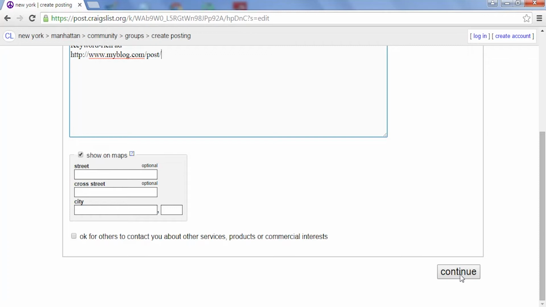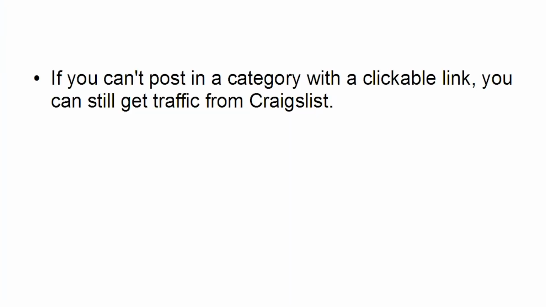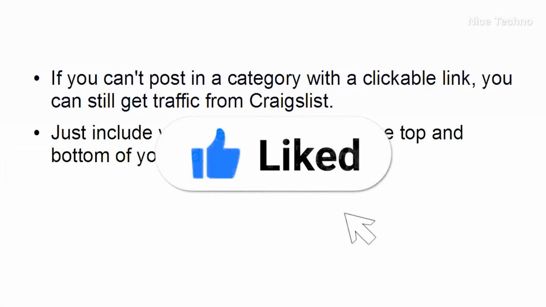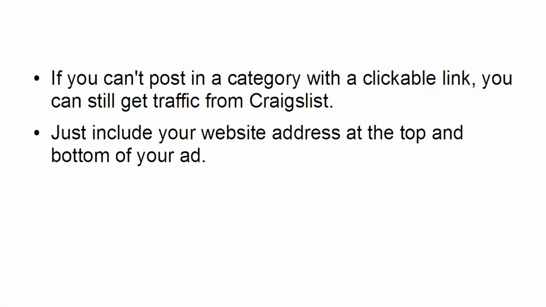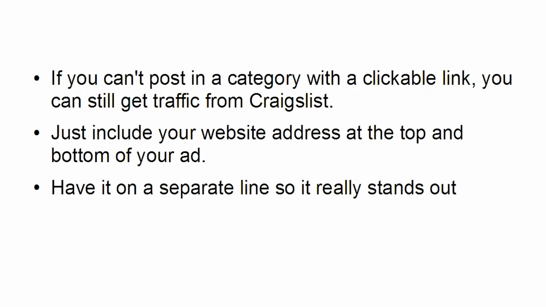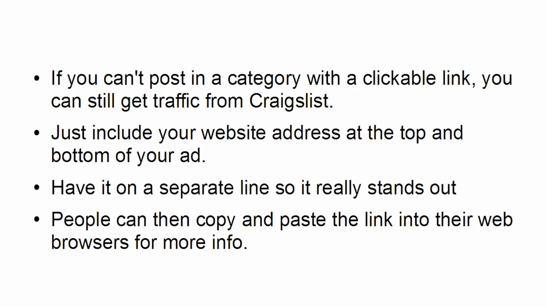Now, this does vary depending on where you are in the world. In some countries they will call you on the phone and it has to be a local number. In other countries they'll send you an email and you just have to click on the clickable link. Now, if you can't post in a category with a clickable link, you can still get traffic from Craigslist. What you need to do is just include your website address at the top and bottom of your ad. And you want to have it on a separate line so that it really stands out. And people can then copy and paste the link into their web browsers if they want more information.